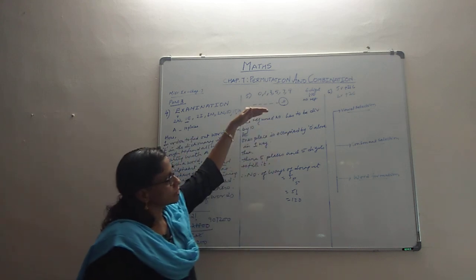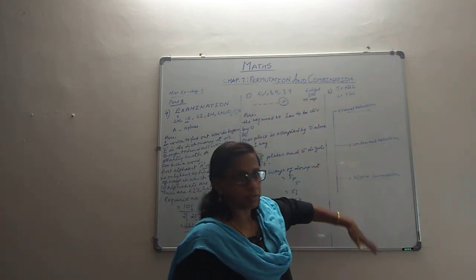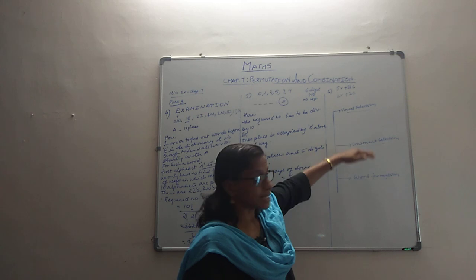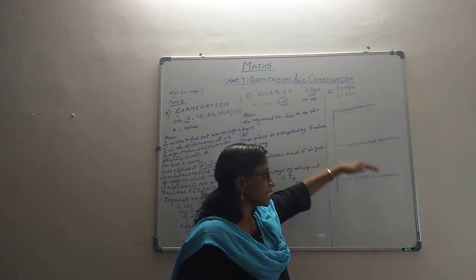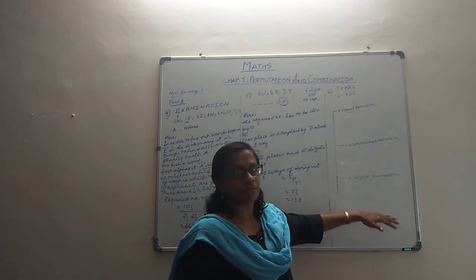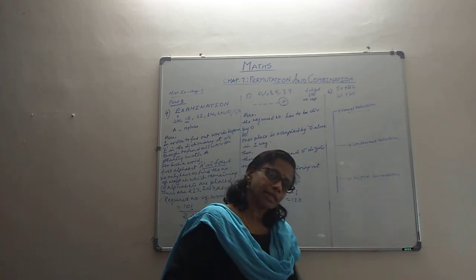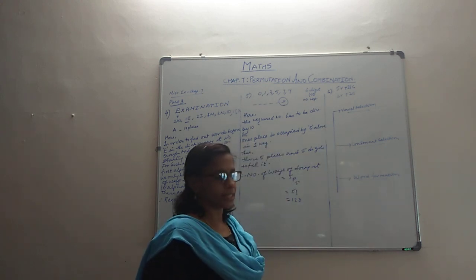So we have intelligently broken up the problem. First choose the vowels, then select the consonants. Having selected them, you have to form the word. How many ways can you form the word? Then multiply them all together. That will give you the answer.